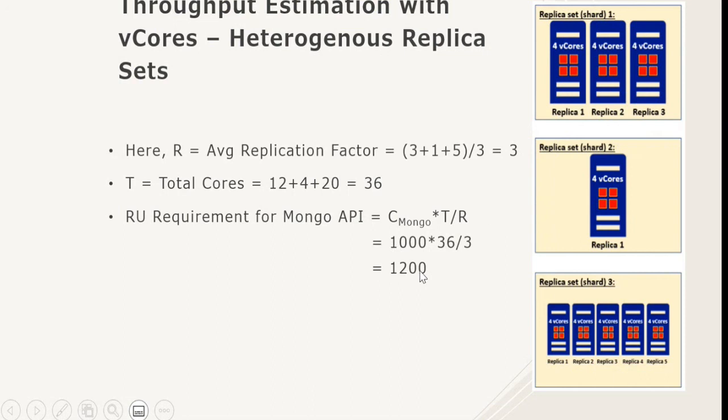And there is a typo here. I missed 10. So it will be 1000 into 36 divided by 12, and it will give us 12,000 RUs per second. So to migrate such a deployment to Cosmos DB, if we use the Mongo API, we will need to provision 12,000 RUs per second as the throughput.